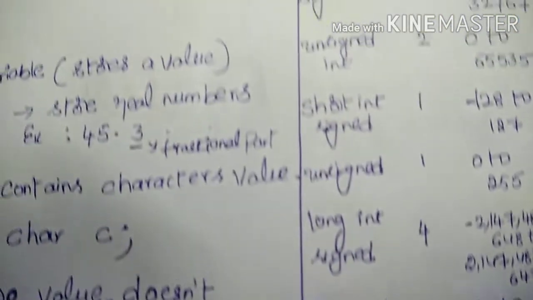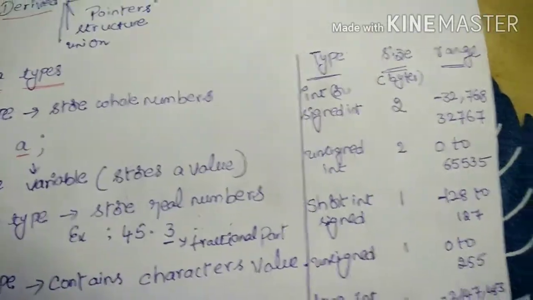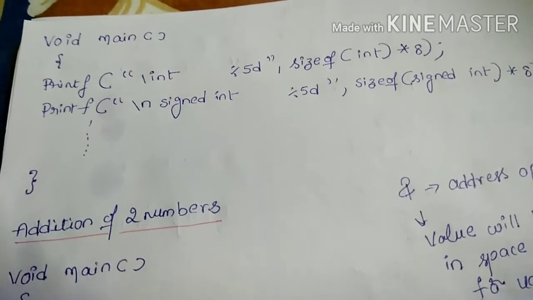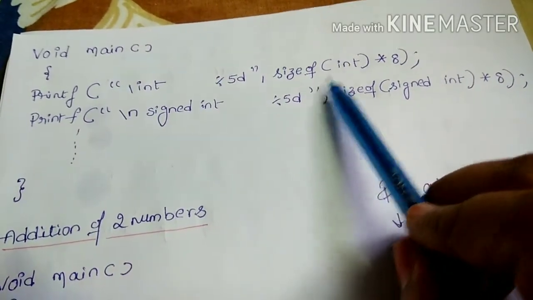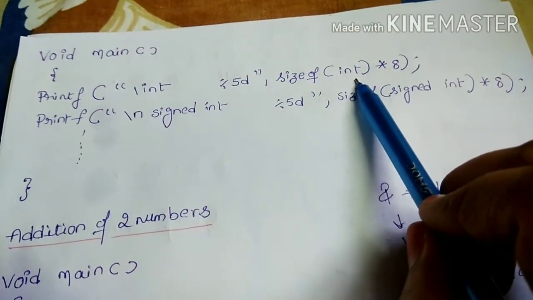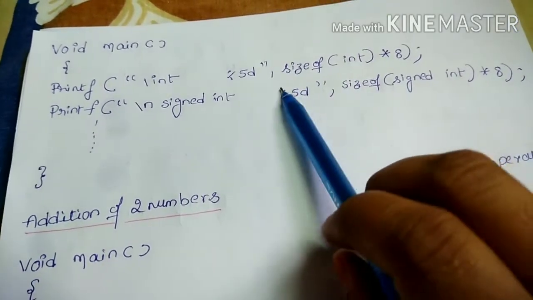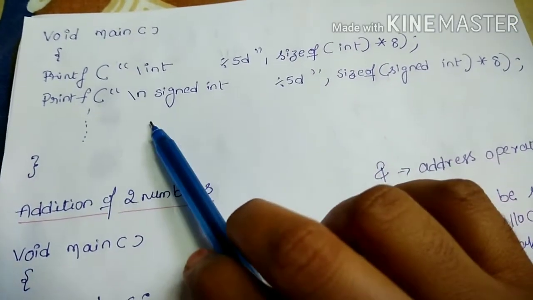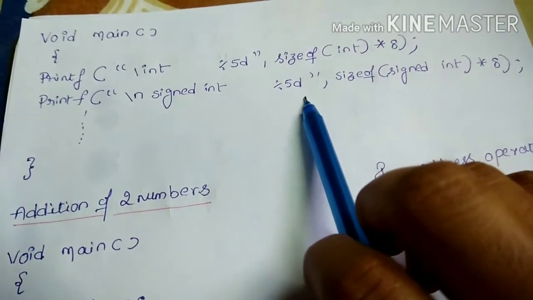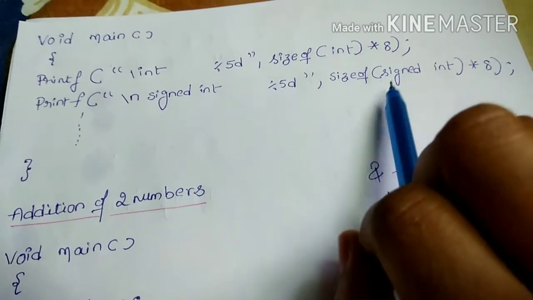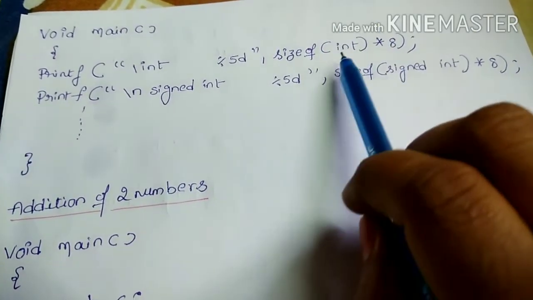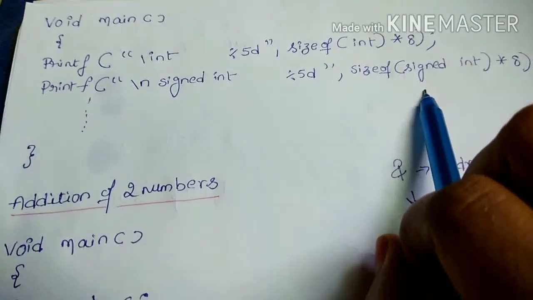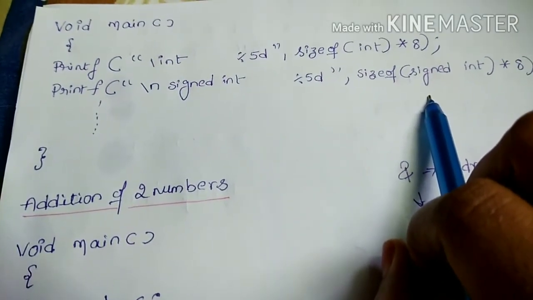To understand the data types, void main, then printf. Sizeof specifies the size of the data type int. So it is going to print the size of the integer data type, 2 bytes. In the next printf statement, it prints the size of the signed int data type, which prints 2 bytes. It prints the bytes onto the output screen.